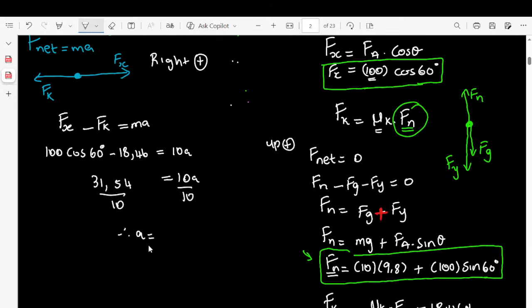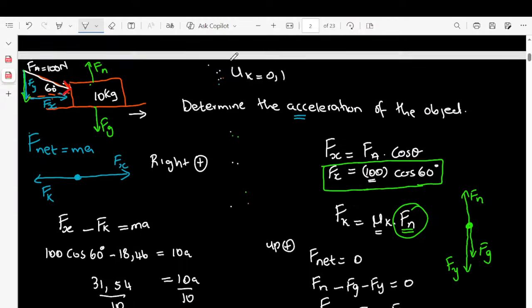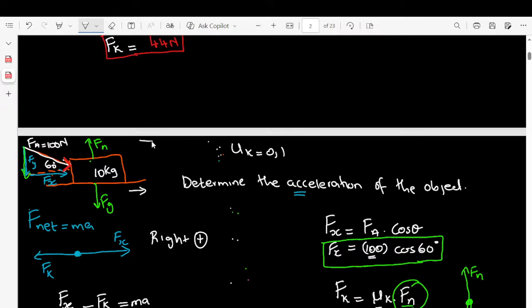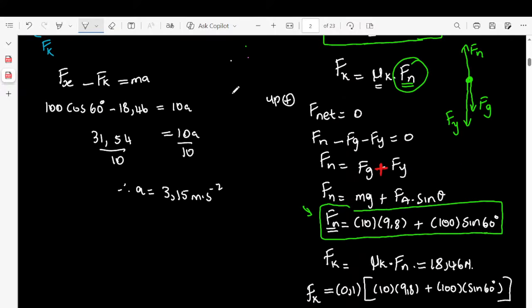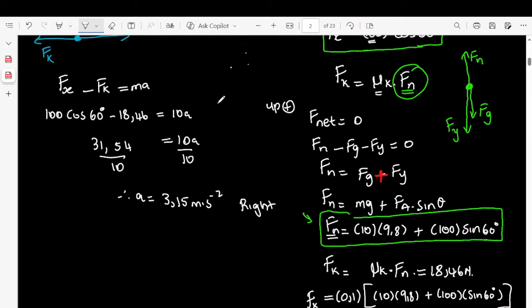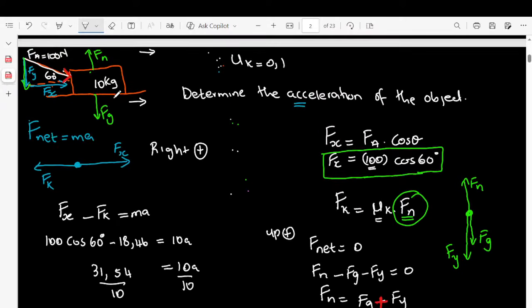Okay, everyone got 3.15 meters per second squared. So this will be 3.15 meters per second squared. Don't forget, where is this object going? If they push this, it will move to the right. So it should be 3.15 meters per second squared to the right. Yes, it's 3.15. Direction is not difficult. Just look at where this object is going. They are pushing the object, so it will move to the right.